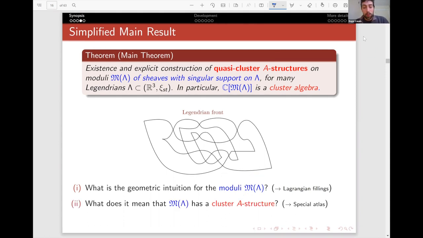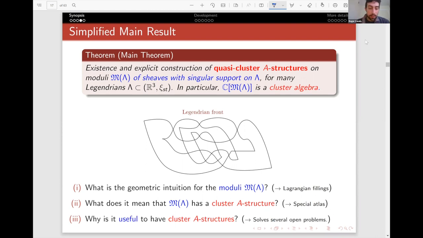Question number two, what does it mean for it to have a cluster A structure, the coordinate ring of functions being a cluster algebra? The short answer is it has a special atlas. There is going to be a way of covering the algebraic variety up to codimension two by some open toric charts, by C star to some power, and the transition functions are going to be particularly good. So I need to delve on that.